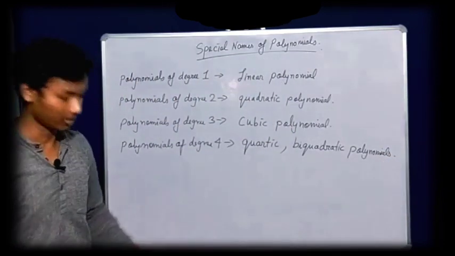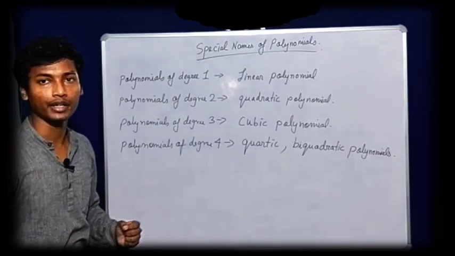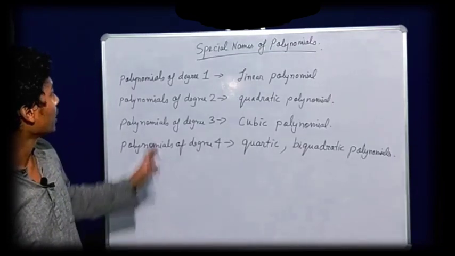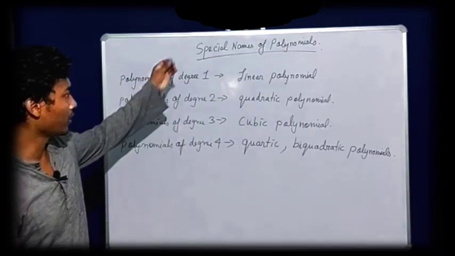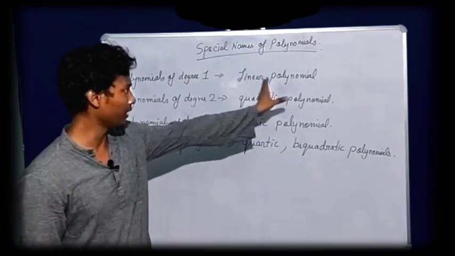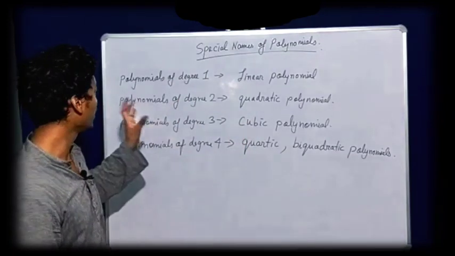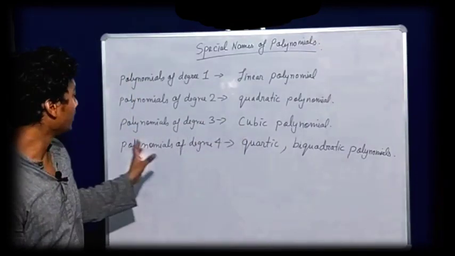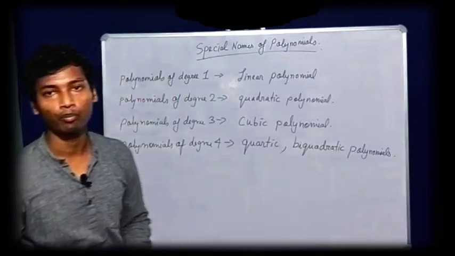So these are the special names assigned to the polynomials on the basis of their degrees. Now, no matter how many variables they have, if they are in one variable, two variables, three variables, if the degree is 1, it is a linear polynomial. If the degree is 2, it is a quadratic polynomial. If it is a degree 3, then it is a cubic polynomial. And if it has a degree 4, it is a quartic or biquadratic polynomial.